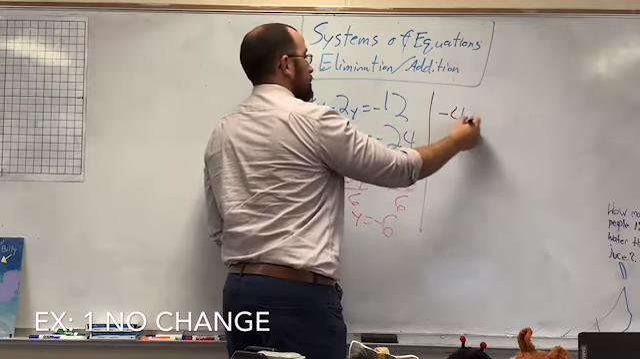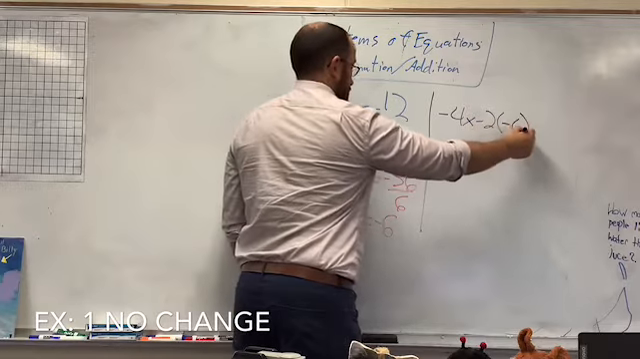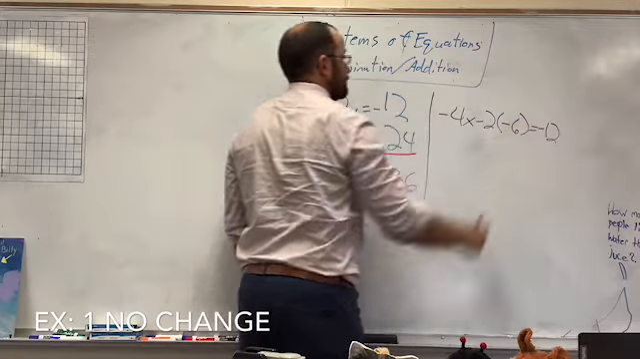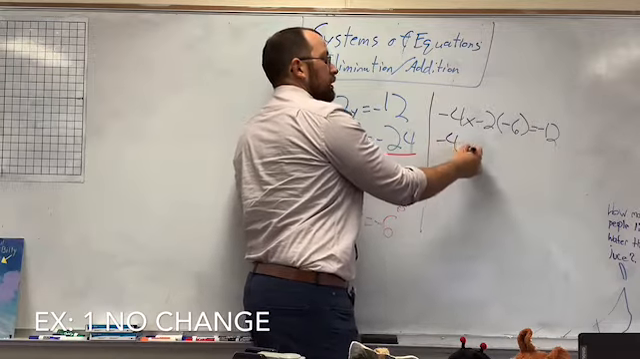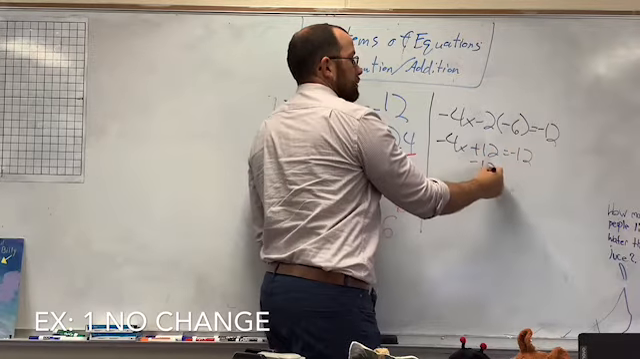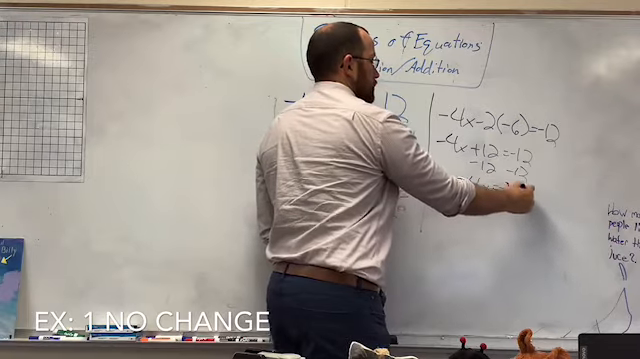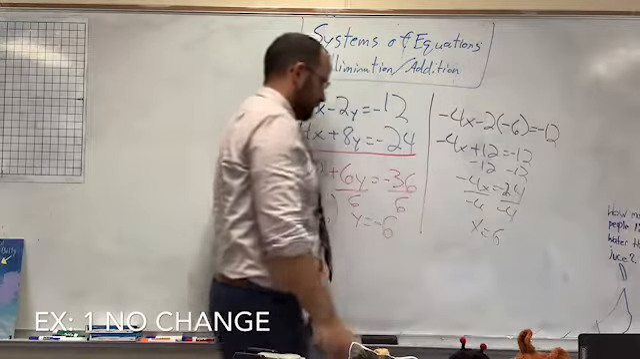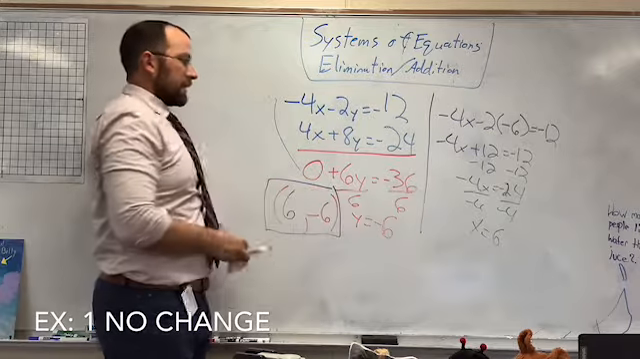So this was negative 4x minus 2 times negative 6 equals negative 12. And now we combine like terms and everything. Negative 2 times negative 6 is 12. Minus 12, minus 12. Negative 24 divided by negative 4, divided by negative 4. X equals 6. So our answer is 6, negative 6.